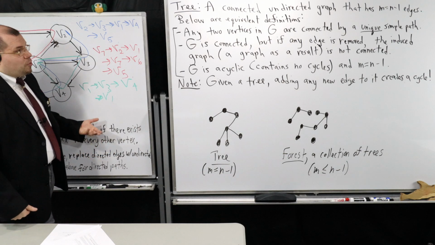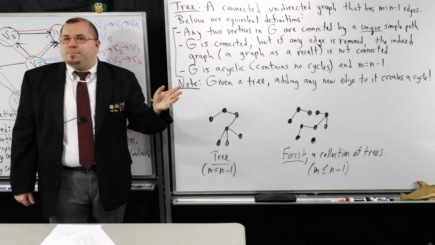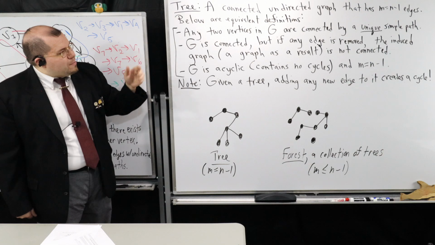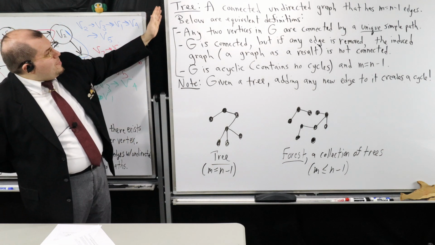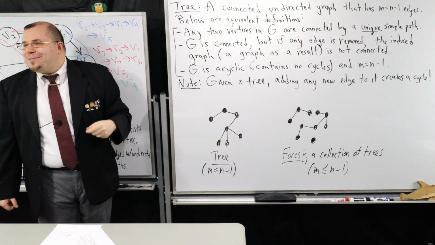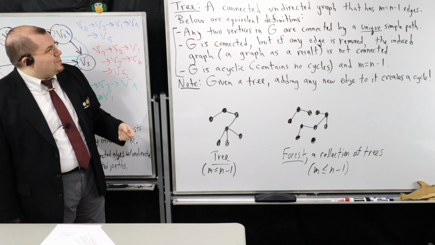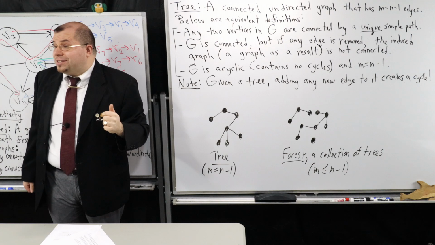So what's a tree more broadly? It's simply a connected undirected graph that has m equal to n minus 1 edges. Remember, m is the number of edges, n is the number of vertices. You might ask, Dan, I may have heard of trees before, but that may not be the definition I've been given before. So a tree has to be connected, and it has exactly n-1 edges.